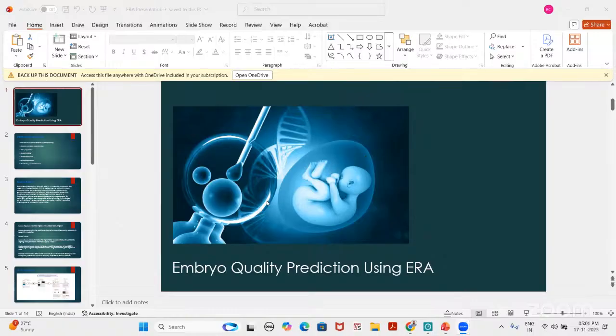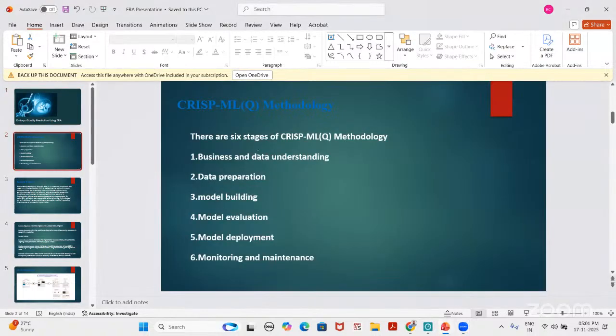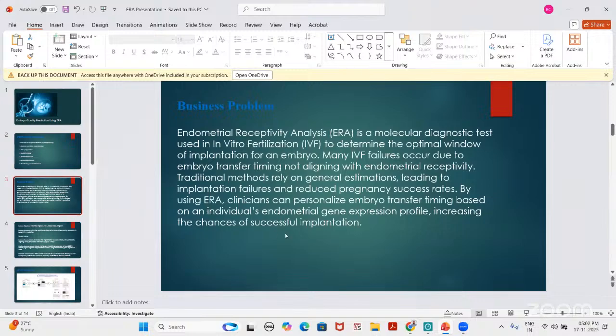So as 360DMG, as AiSPRY, whenever we work on any project, at that time we follow the CRISP-ML(Q) methodology, where we have 6 phases. First, business understanding and data understanding. Second, data preparation. Third, model building. Fourth, model evaluation. Fifth, model deployment. And sixth, monitoring and maintenance. Whenever you work on any project, we need to follow this methodology. And while working on this project, we understand the problem first.